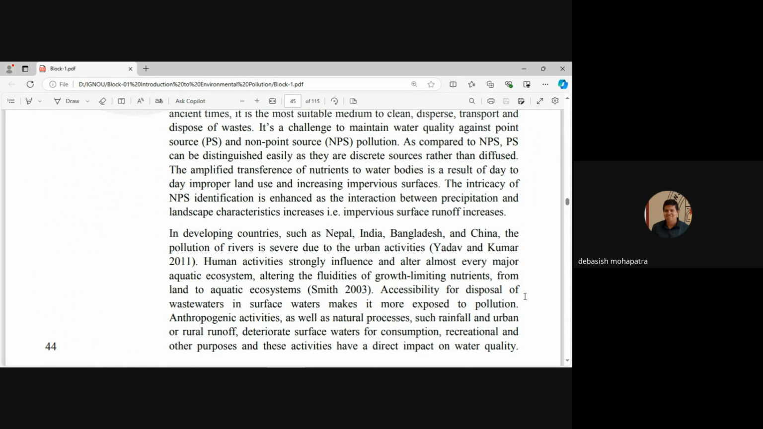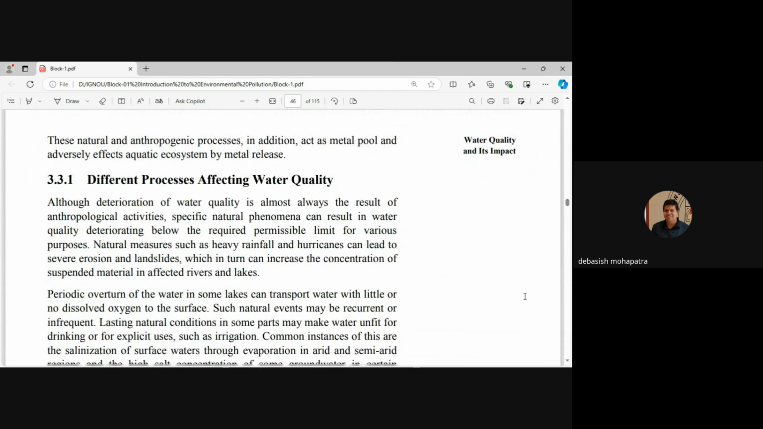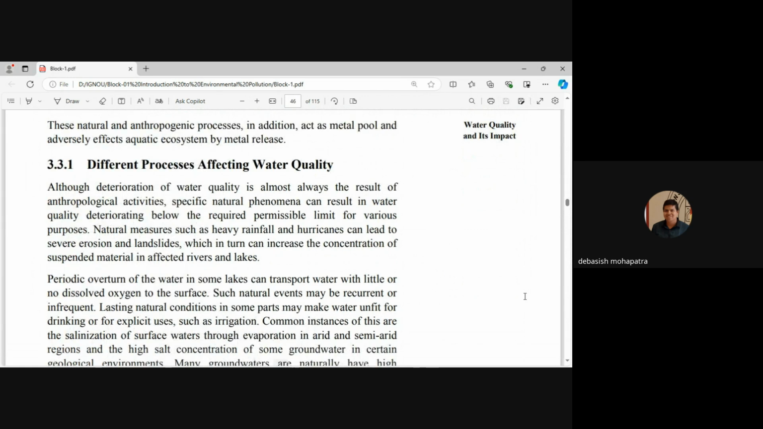So anthropogenic activities as well as natural processes such as rainfall and urban or rural runoffs deteriorate surface water for consumption, recreational and other purposes, and these activities have a direct impact on water quality. These natural and anthropogenic processes in addition adversely affect ecosystem quality by metal release.